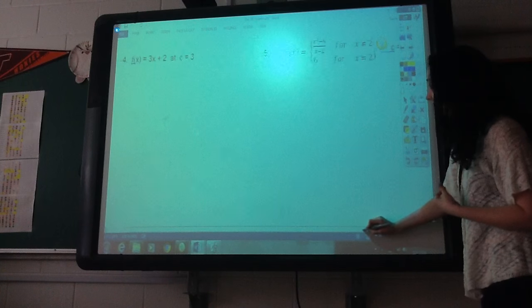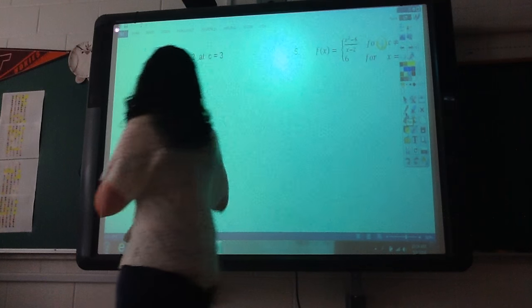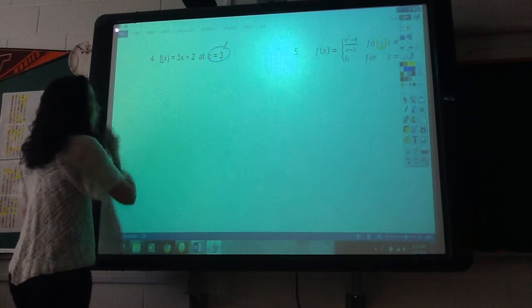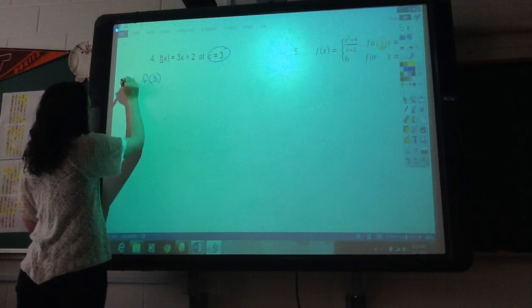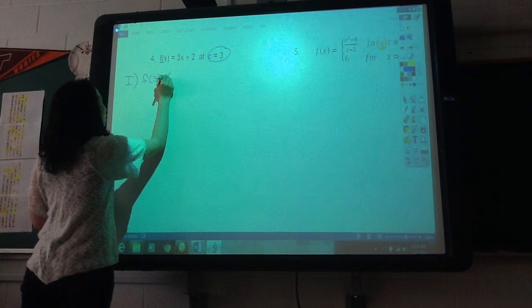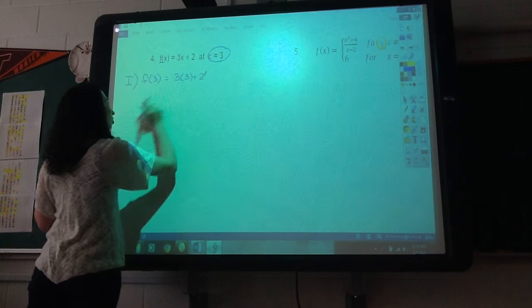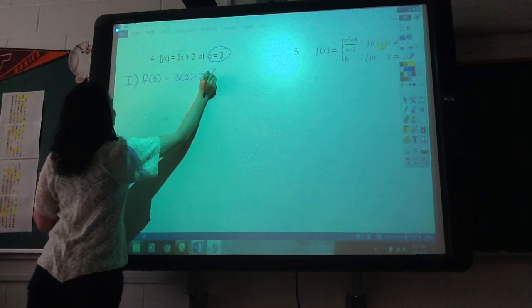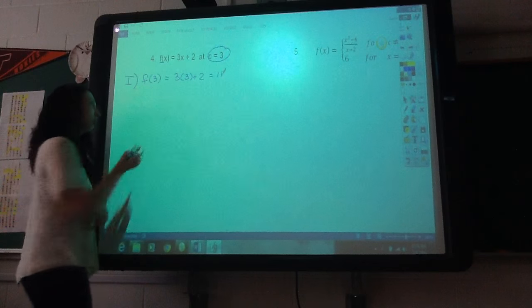All right, so let's look at number 4. The first thing we're going to do, it's given us a c value. It said that c is 3, and I want to find the function value at 3. So that's part 1 to proving continuity. That's 3 times 3 plus 2. 3 times 3 is 9, 9 plus 2 is 11. So my function value at 3 is 11.